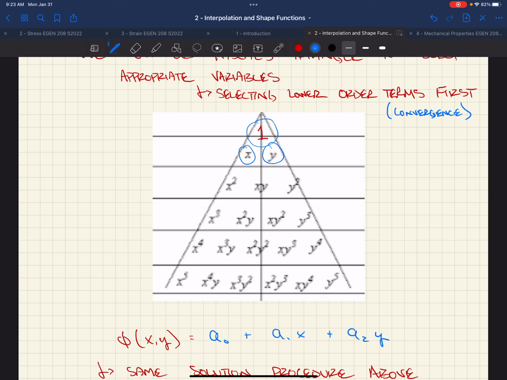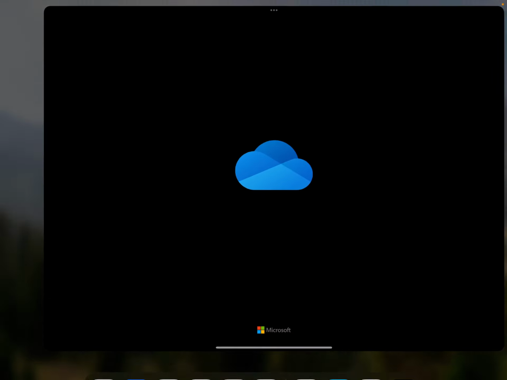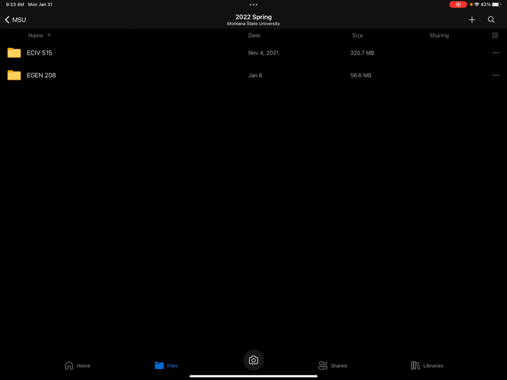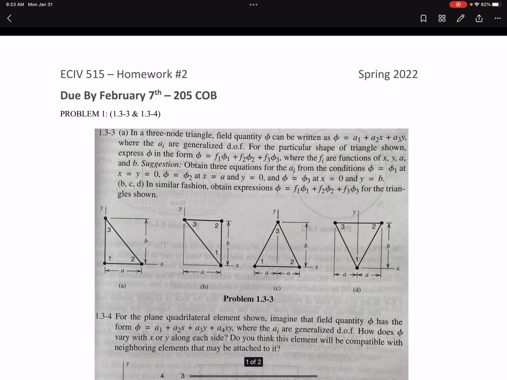So with that, as I mentioned, Elias determined that our due date is next Monday. Oh, let's do this. This is the homework, okay? There's a couple problems out of Cook's book here, okay?